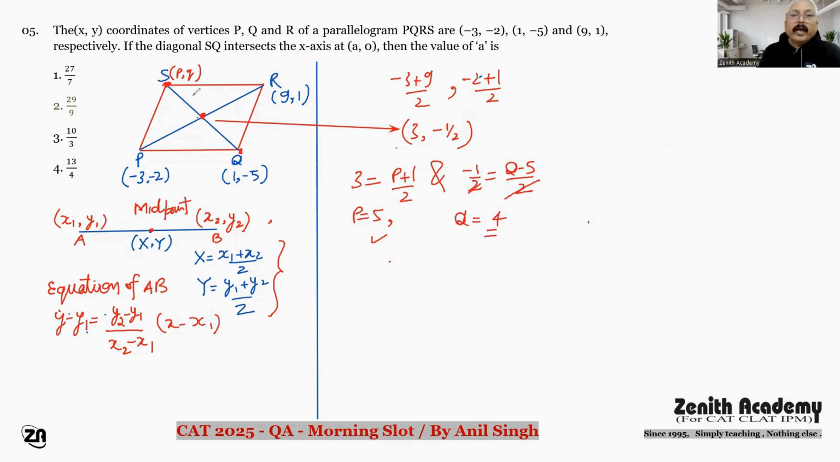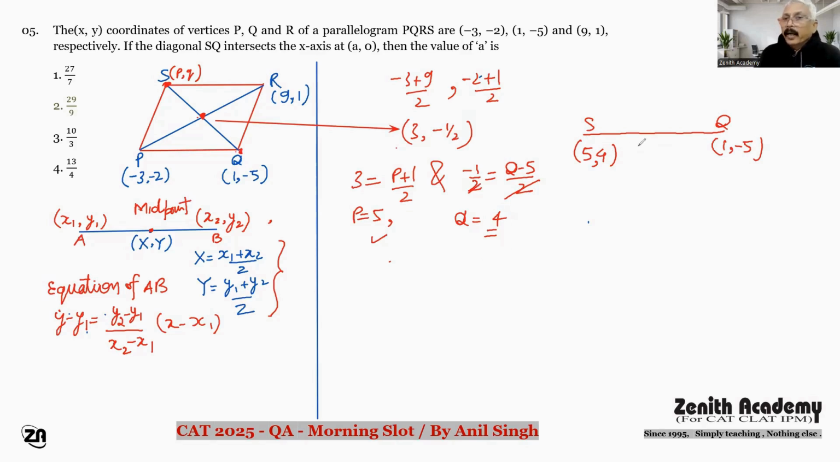So now we have a coordinate of point S. सो एस पॉइंट्स के कोऑर्डिनेट हमको पता लग गया. It is P is 5 and Q is 4, and this point Q coordinates is already given 1 minus 5.